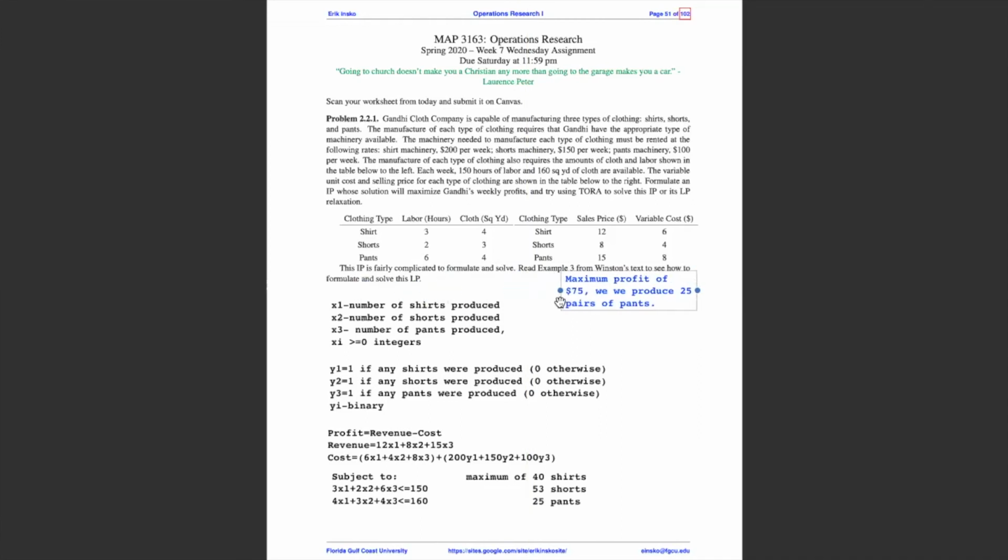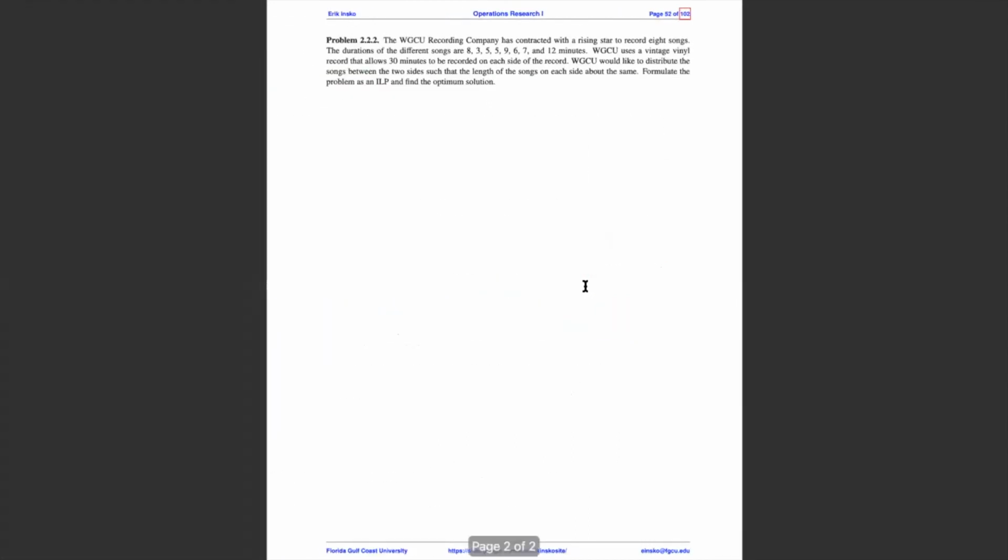Okay, so this is our answer for the first question, and let's go and see our second question. So the second question is about recording company that is putting songs on a vinyl, and the vinyl has two sides. They have 8 available songs with lengths 8, 3, 5, 5, 9, 6, 7, and 12 minutes.